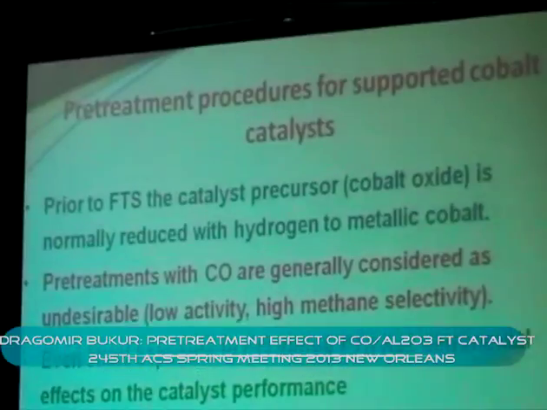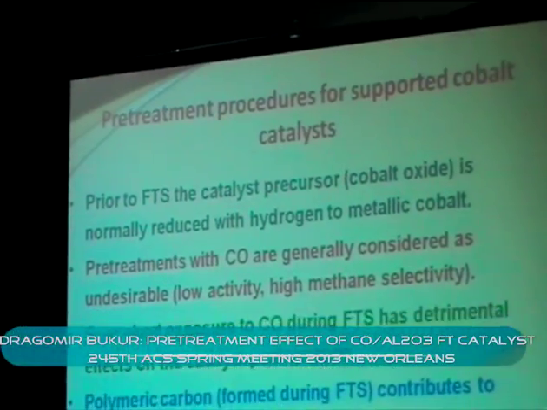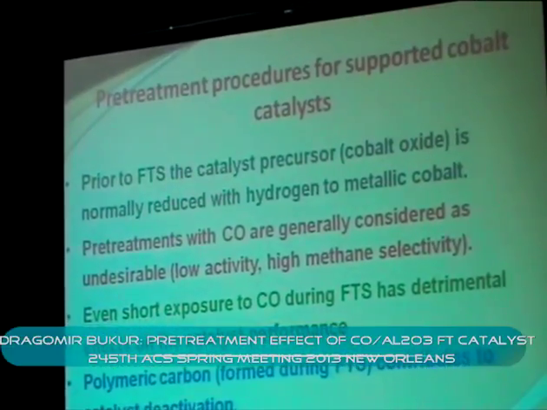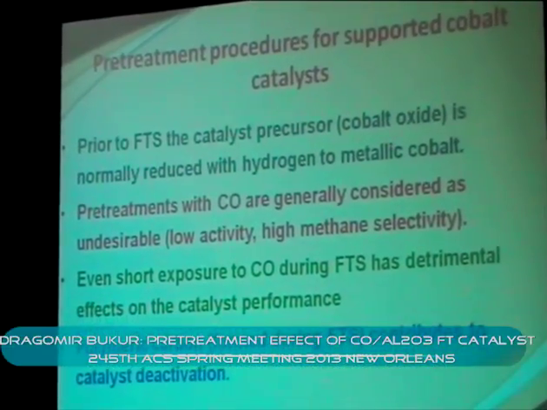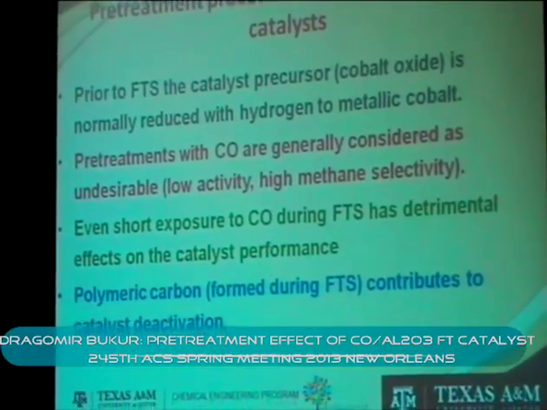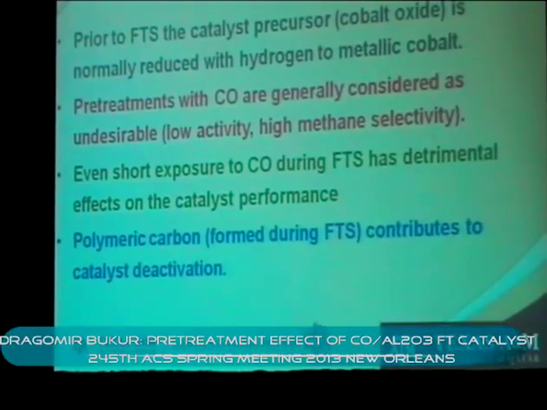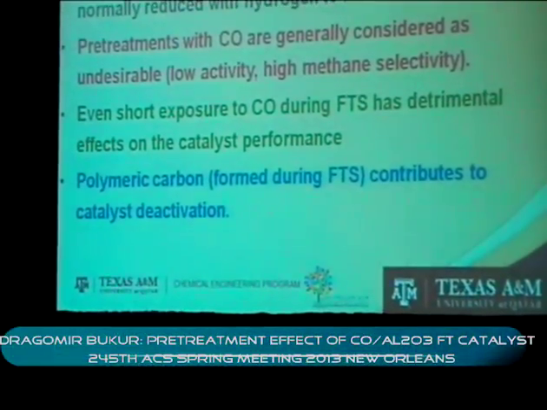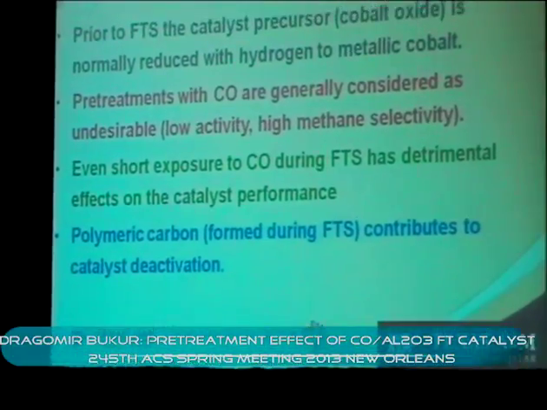The conventional wisdom about this is summarized on the first slide: in order to test a Fischer-Tropsch cobalt catalyst, you reduce it with hydrogen to metallic cobalt, which is considered to be the active phase. There are some words about using CO as a reducing agent, and generally it's considered to be undesirable. There's some early German work, and then DOE work, and after that I haven't seen much in the literature. I guess everyone thought that's not worthwhile pursuing. It's a bad thing. It gives you low activity and high methane.